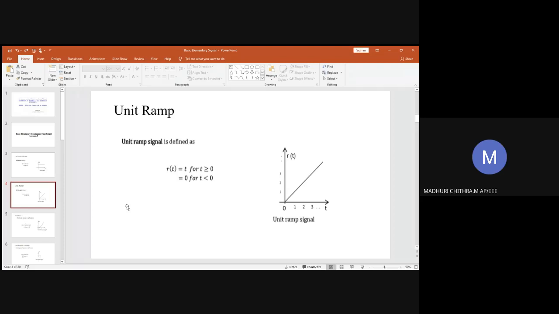Next, the unit ramp signal. What is the unit ramp signal? The unit ramp signal is represented as r of t. So r of t equals t for t greater than or equal to 0, and equal to 0 for t less than 0. Here is the diagrammatic representation, the symbol for the ramp. It's a straight line that goes continuously up to infinity, because it's a continuous time signal.